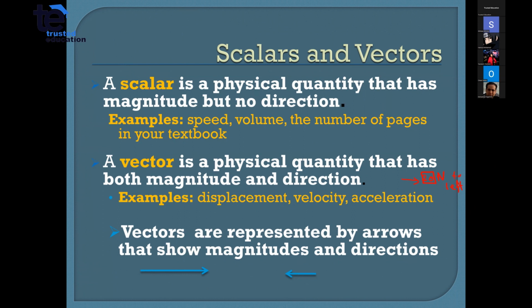So again, the difference between scalars and vectors is that any vector quantity has both magnitude and direction, while any scalar quantity has only magnitude and could only be described by a value or a number.